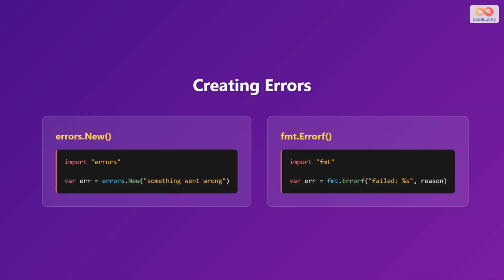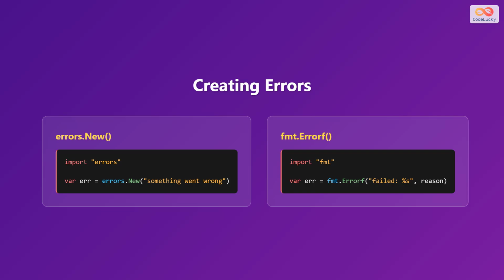Now let's discuss how to create errors in Go. There are primarily two ways to create error values. The first is using the errors.New function. Import the errors package and then call the New function, passing in a string that describes the error. For example, you could declare a variable err and assign it the value errors.New("something went wrong").